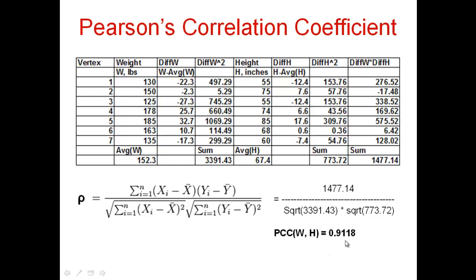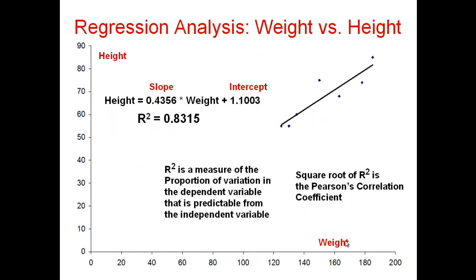So as I said, if it's closer to 1, that means there's a linear relationship between the two variables, in this case weight and height. So now we can go ahead and do the regression analysis. So we will plot the weight versus height. As I said, weight is our x and height is our y. So we'll try to predict height based on the weight.